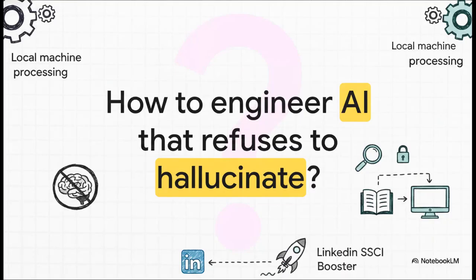So it's really the million-dollar question, isn't it? How do you engineer an AI agent that outright refuses to hallucinate and manages to run everything locally on your own machine? Well, to figure this out, we're going to look under the hood of a real-world case study, an open-source project known as the LinkedIn SSI Booster. By tracking the fascinating journey of just a single piece of data through this system, we'll uncover exactly how Local Retrieval Augmented Generation, or RAG, works in practice.